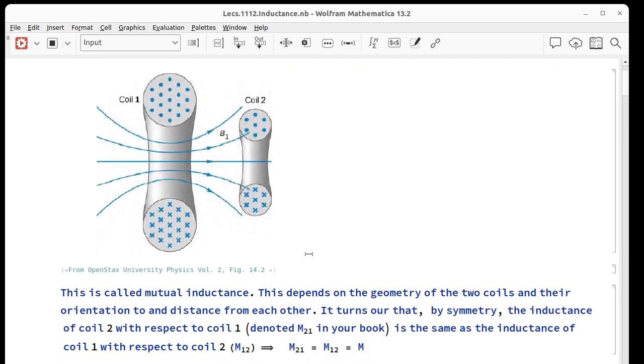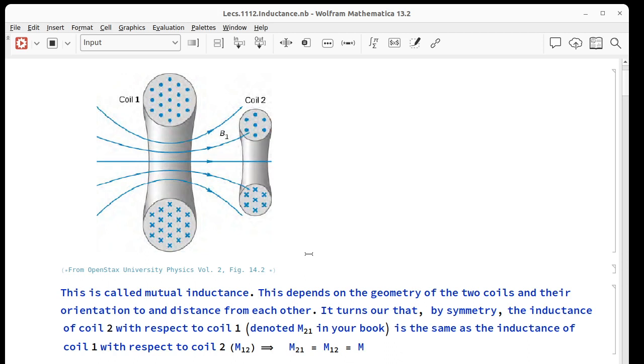This depends on a lot of complicated factors, mainly the geometry of the two coils, their sizes, their orientations to each other, their distances from each other. It's really kind of a mess. But one thing we can use is the fact that the inductance in coil 2 due to coil 1, which we might call M21, is the same as the inductance of coil 1 with respect to the current in coil 2, M12, and those two have got to be the same. So it's a symmetry property.